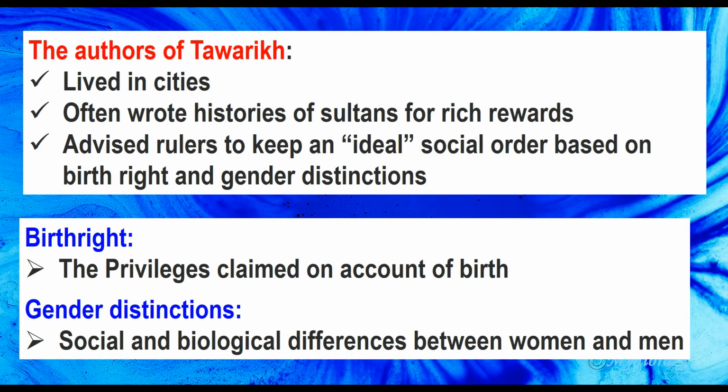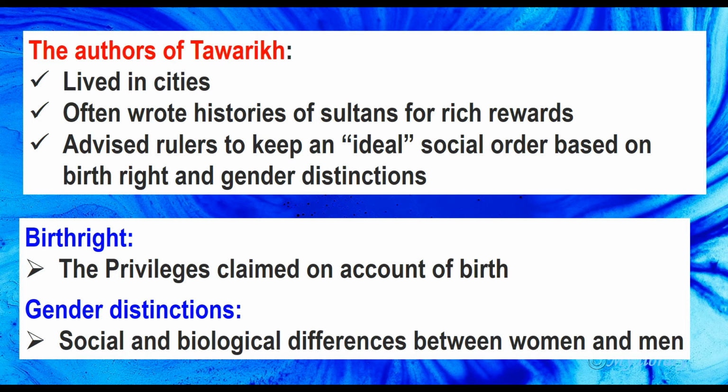Keep the following additional details in mind. The authors of Tawarikh lived in cities, mainly Delhi, and hardly ever in villages. They often wrote their histories for sultans in the hope of rich rewards. These authors advised rulers on the need to preserve an ideal social order based on birthright and gender distinctions.